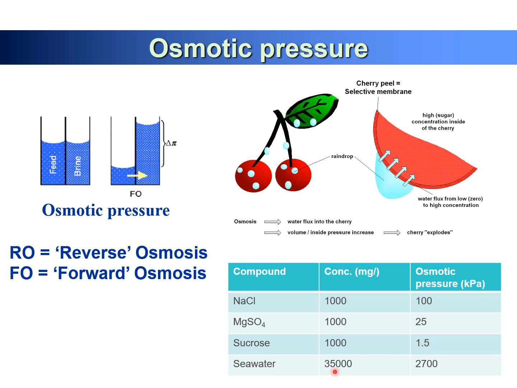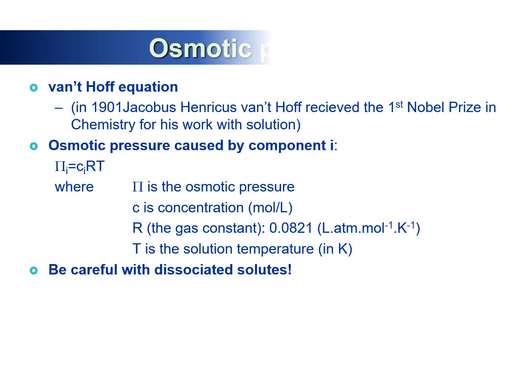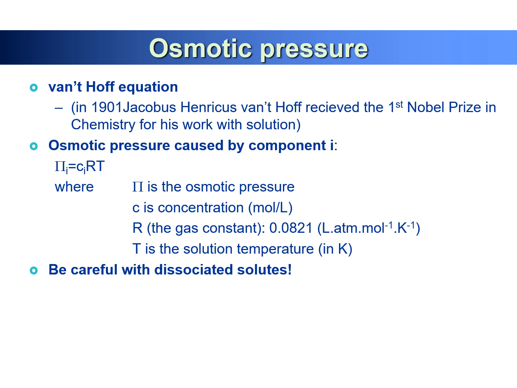And seawater at 35 grams per liter has around 227 bar osmotic pressure. So how do we calculate the osmotic pressure? The van't Hoff equation can be applied. In 1901, van't Hoff received the first Nobel Prize in chemistry for this work with solutions.